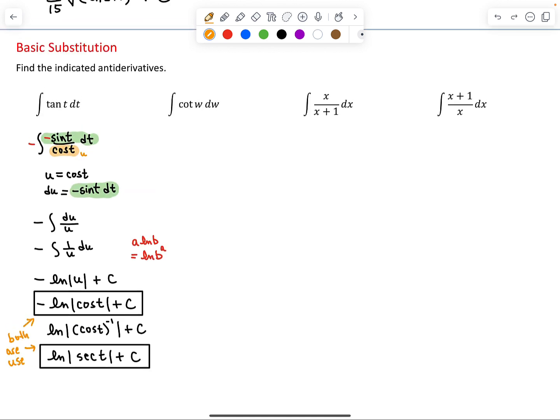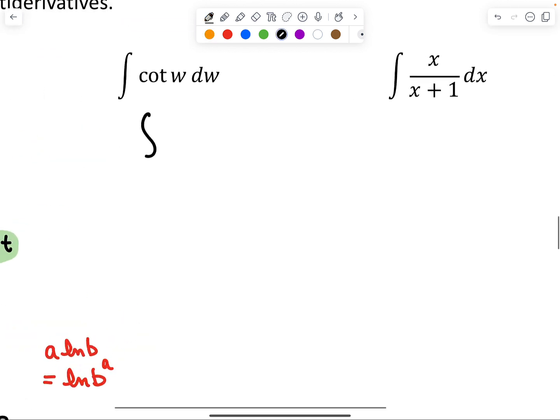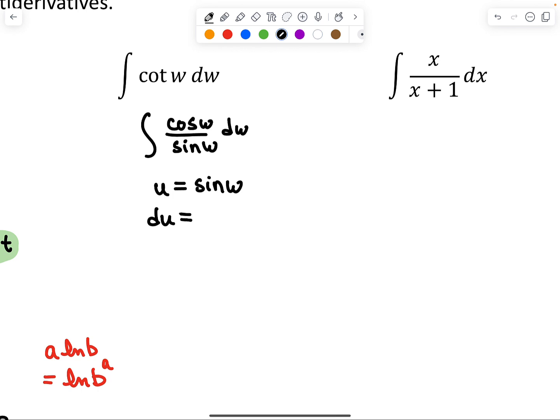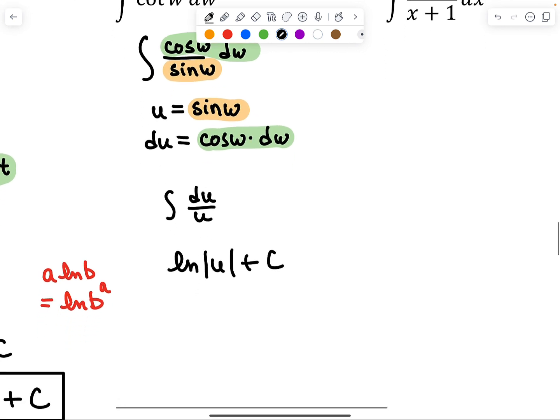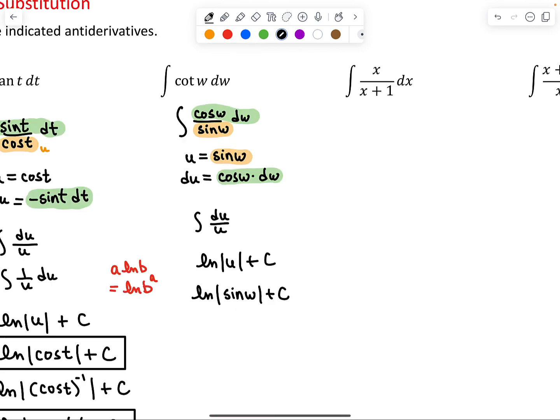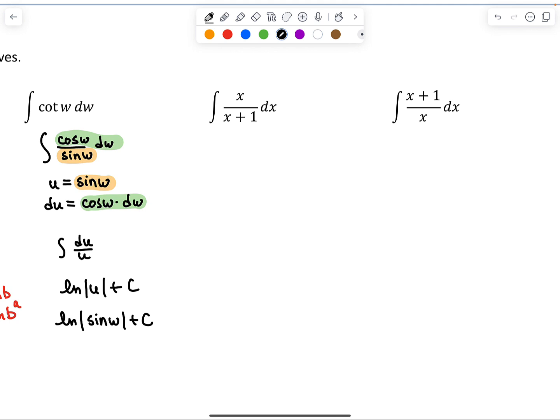Okay, you can imagine something similar is going to happen for cotangent. We're going to rewrite cotangent as cosine of w over sine of w, dw. We're going to let u be the denominator. The derivative of u, so the derivative of sine of w is cosine of w, and then I'll multiply the dw over. And this time we don't need any negatives. The cosine w dw is already constructed here. And we just need to change the denominator to a u. So I get du over u. The antiderivative of this will be natural log of absolute u. And then the back substitution, this will give us natural log of absolute sine w plus c. And we are done.